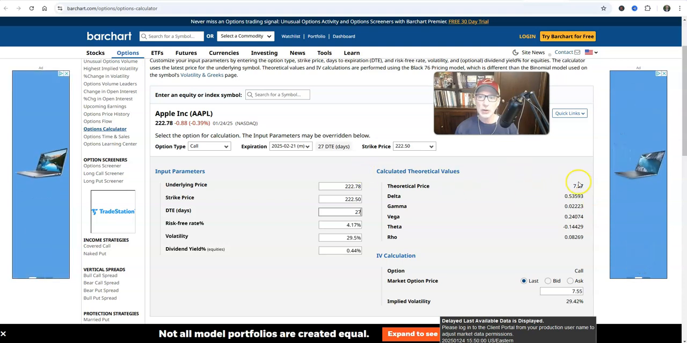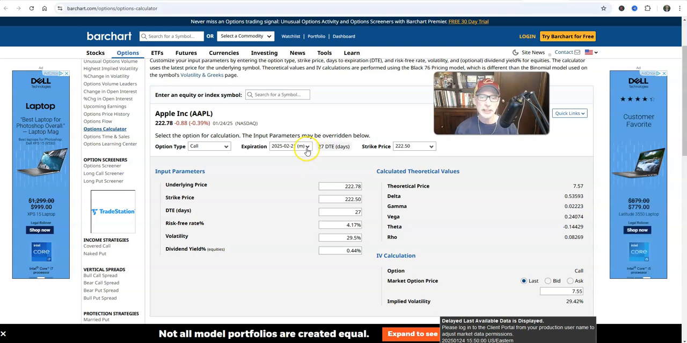So we're looking at the call option, and here's your drop down for the calls or puts. You can choose your expiration date here, and you can choose your strike price here. You can change all these things. So you can see the option value is worth $757.